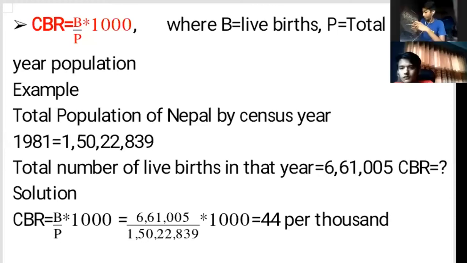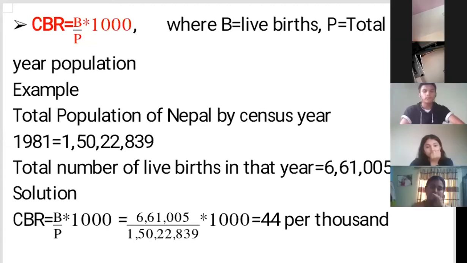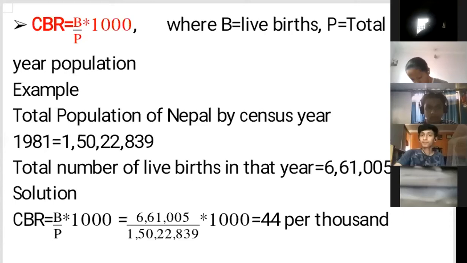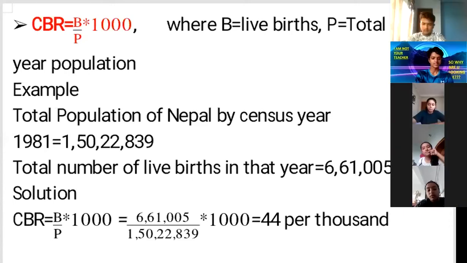Now CBR equals what? Same as before, by using the formula, we can calculate. We just have to replace the numbers and calculate using the formula B by P multiplied by 1000 to calculate CBR. Okay, my dear students, I told you a formula is very essential. You can see the formula on the screen, B by P multiplied by 1000. And for the example, you can also imagine by yourself.